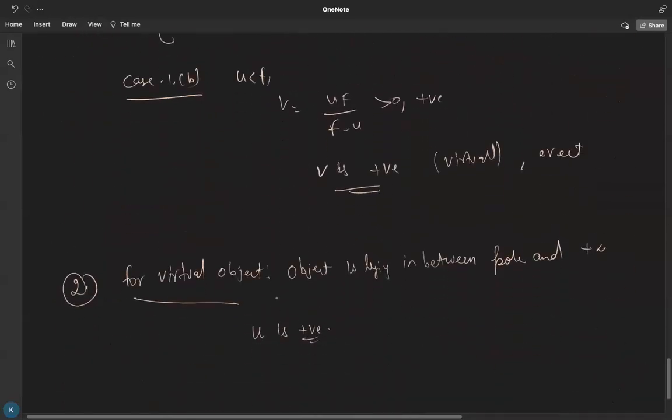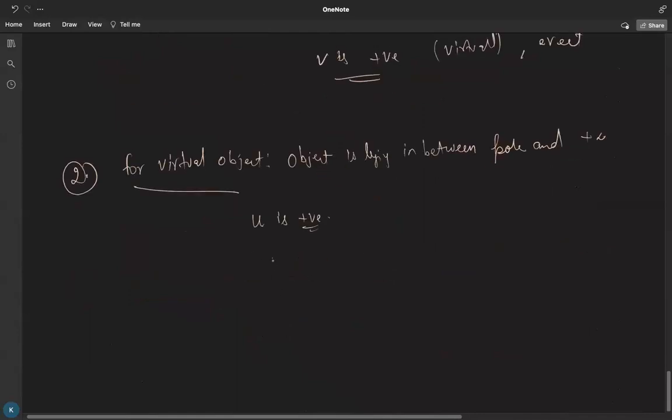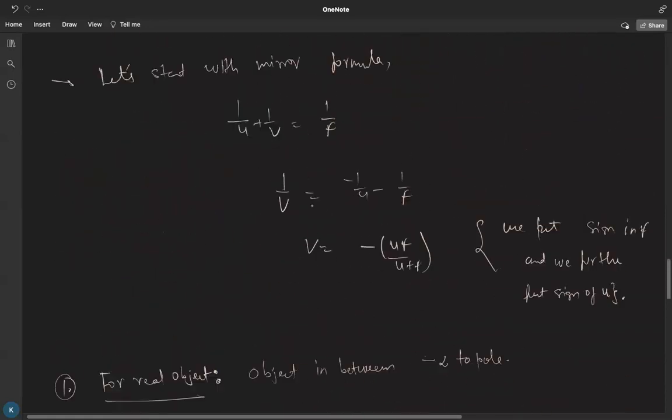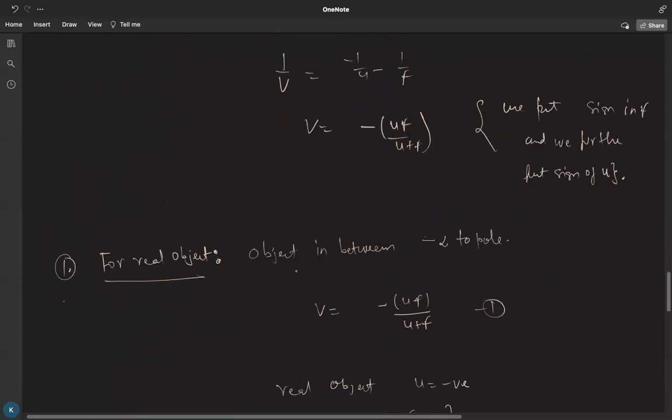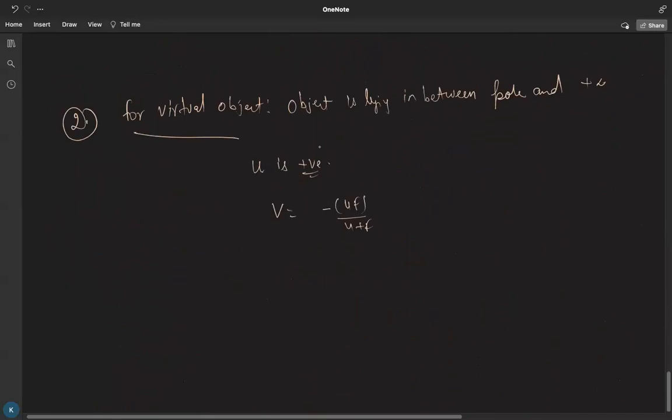We have a formula here which is v is equal to minus of uf by u plus f. And why is it so? Because f is negative, right? Focal length is always negative in that case, since it lies there. So focal length is obviously negative, and we have a formula like this. Since u is positive, this is always negative. What I'm trying to say here is that v is always negative.